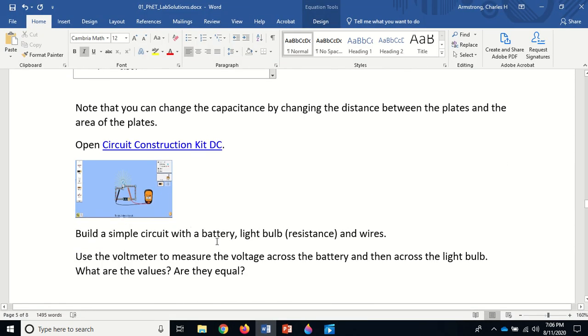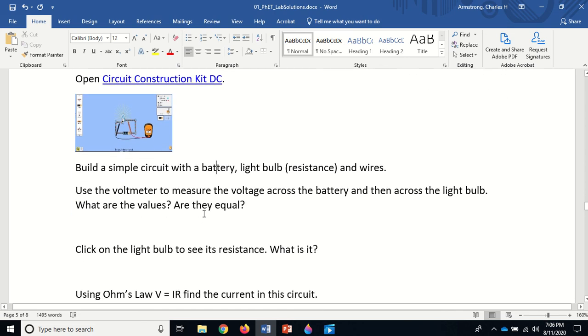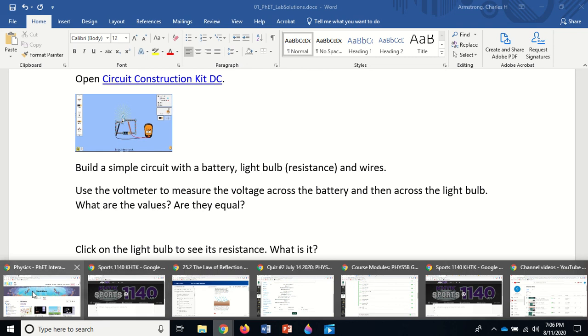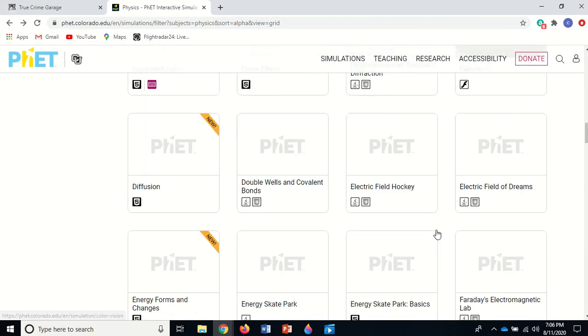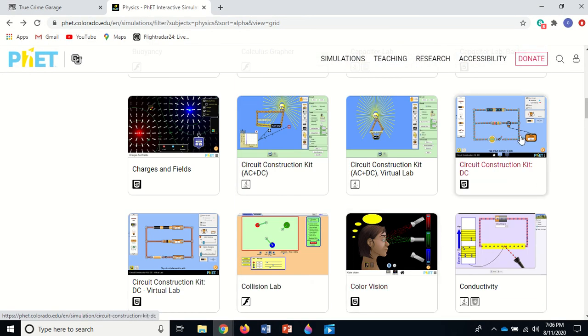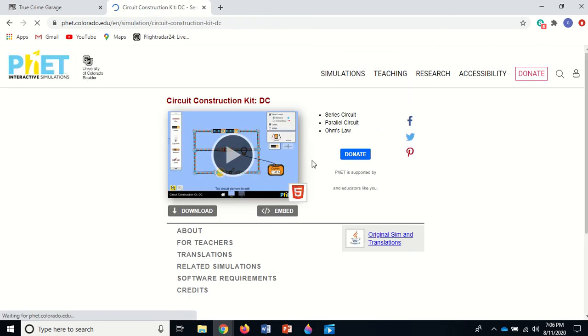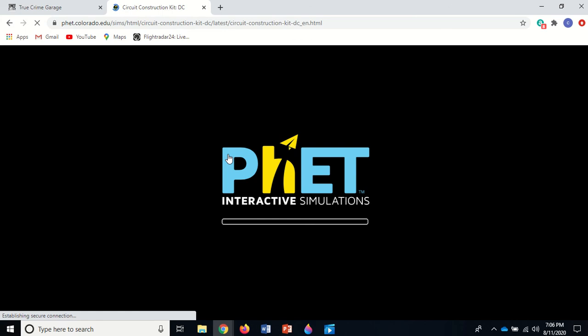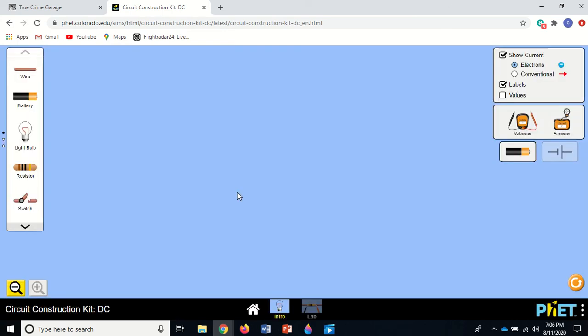Okay, so this is circuit construction kit DC. So what we do is we go back over here, go to circuit, there we go right there. We want this one right here, circuit construction kit DC. So the first thing it's going to tell us to do is build an intro circuit. Put a battery, got to get it from over here. Put a battery there. Put a wire there. Put another wire there.